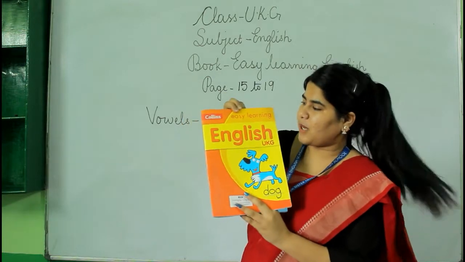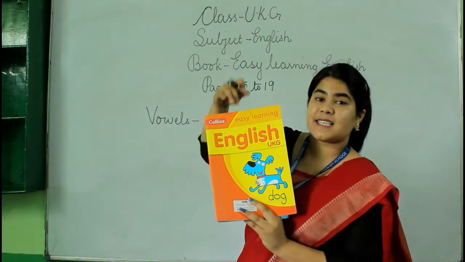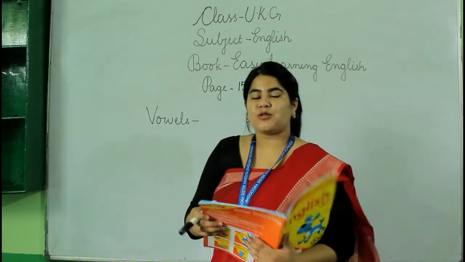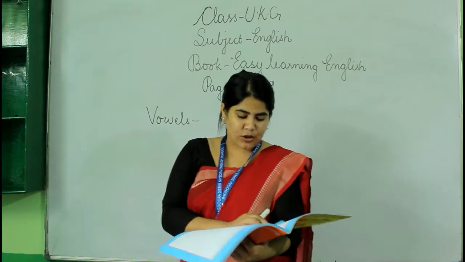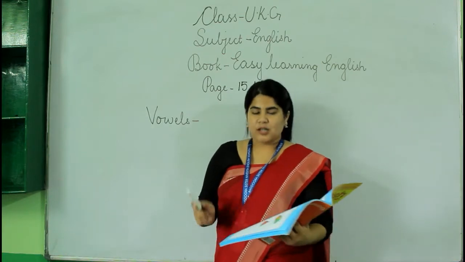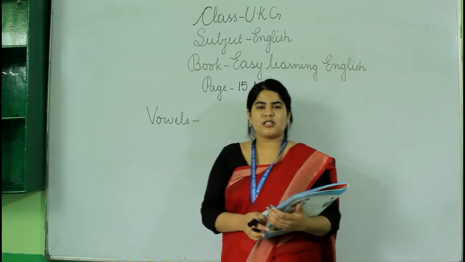Take out this book everyone, and everyone say with me, the name of the book is Easy Learning English. And I hope students that you all are doing your homeworks properly, whatever I have given to you all. So today we will do a new chapter, that is vowels. Okay, so open to page number 15. Today we will be doing short vowels.